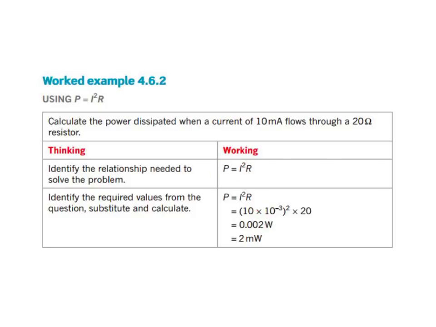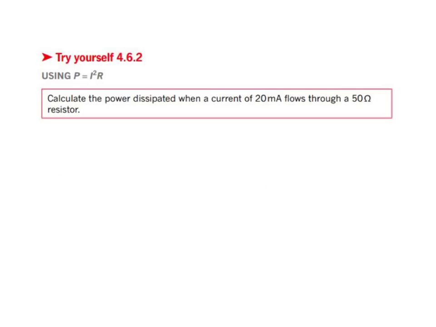Substitute in for the current, which is in milliamps, times 10 to the negative 3. Square that value, multiply it by 20, and we get 2 milliwatts. Okay, milli once again meaning over 1,000. Pause the video, give it a go, and come back to see how you went.